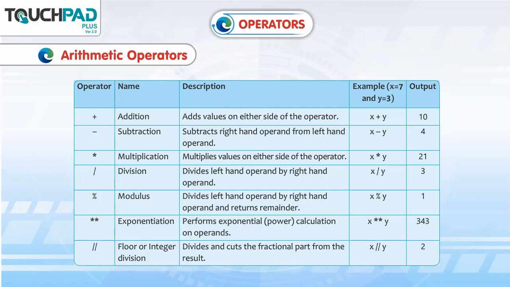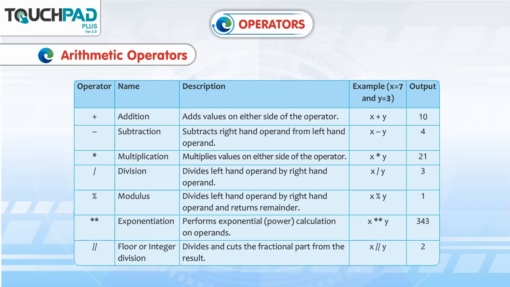x - y is 4. Multiplication: multiplies values on either side of the operator. x * y is 21. Division: divides left-hand operand by right-hand operand. x / y is 3.